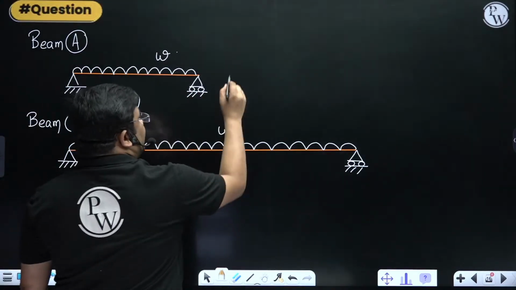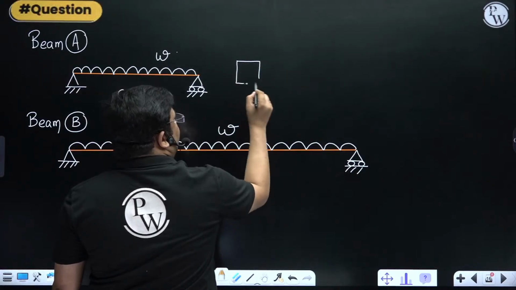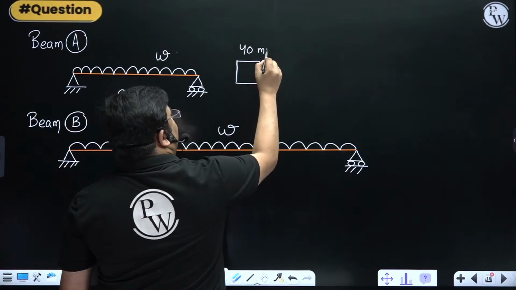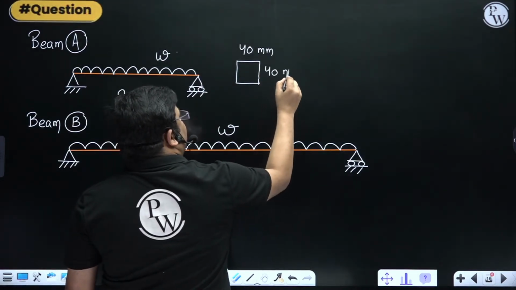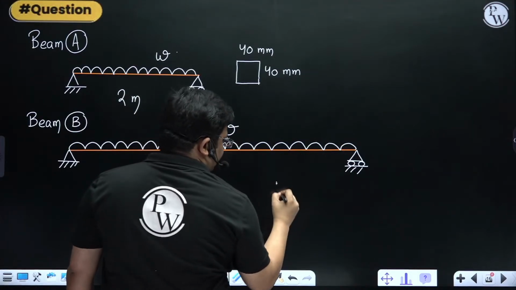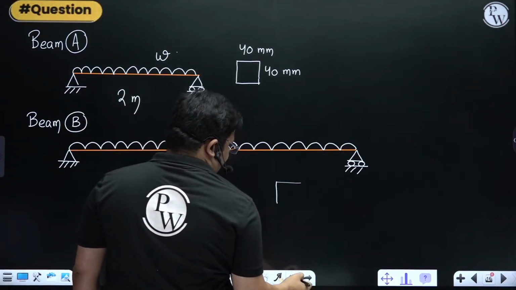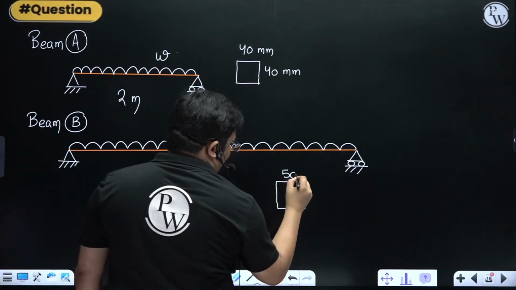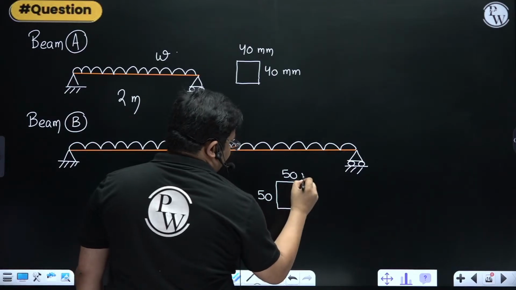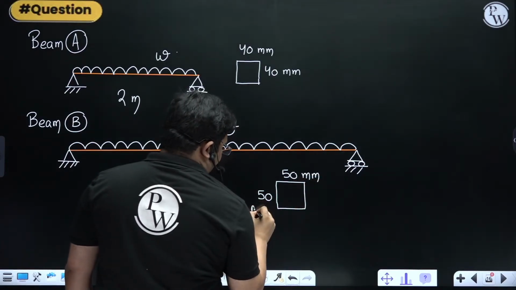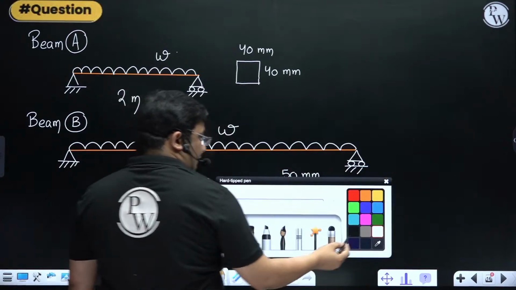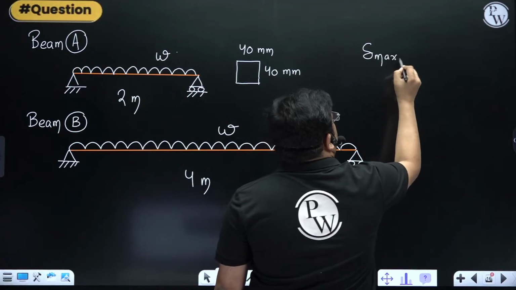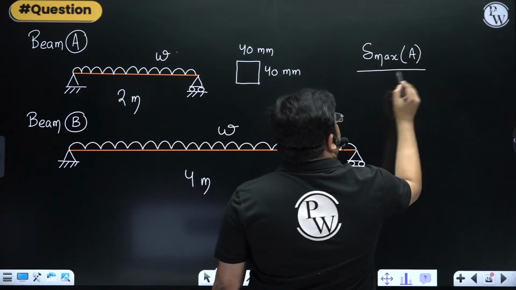And beam A has a square cross section whose dimensions are 40 mm. Whereas B also has a square cross section, but it has 50 mm. Now it is asked to find out the ratio of maximum deflections of A and B beams.